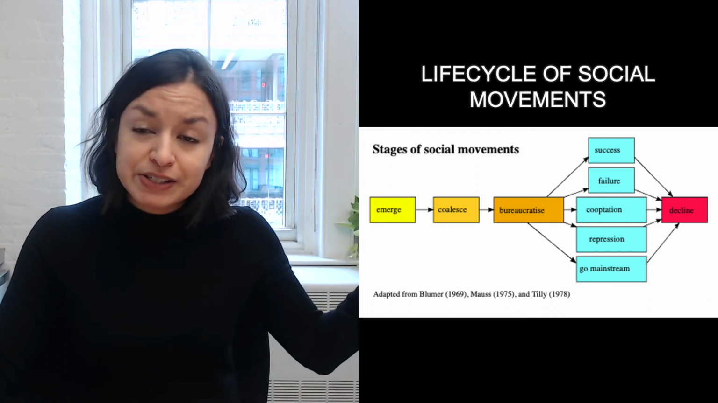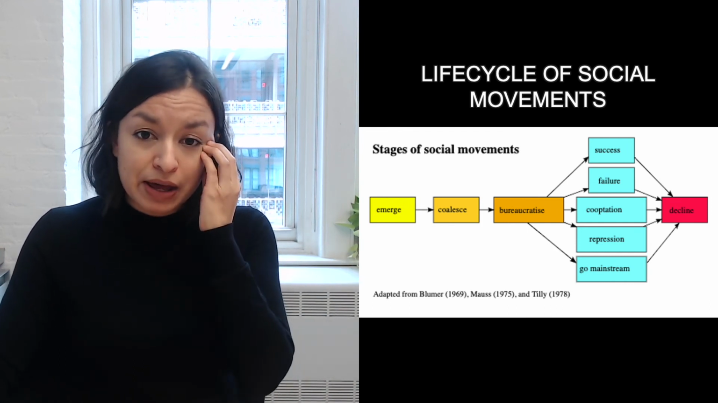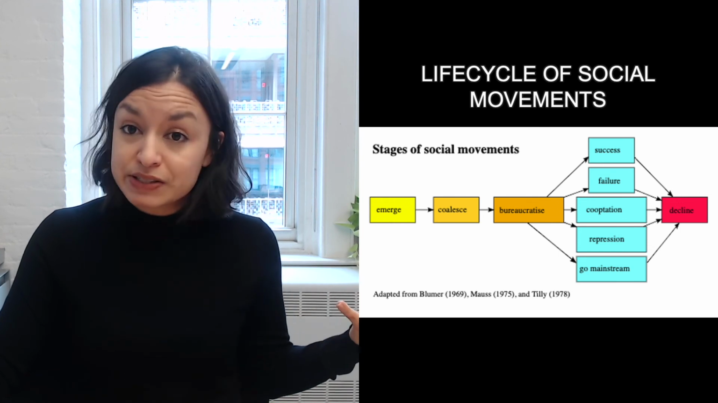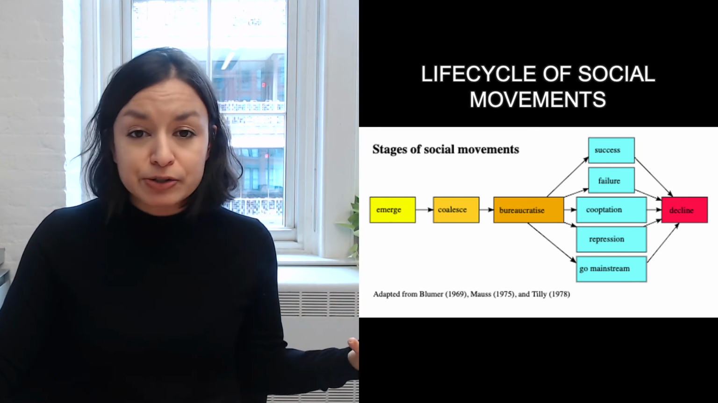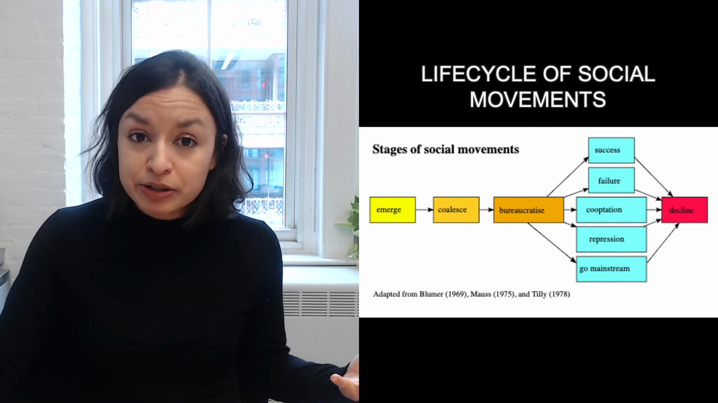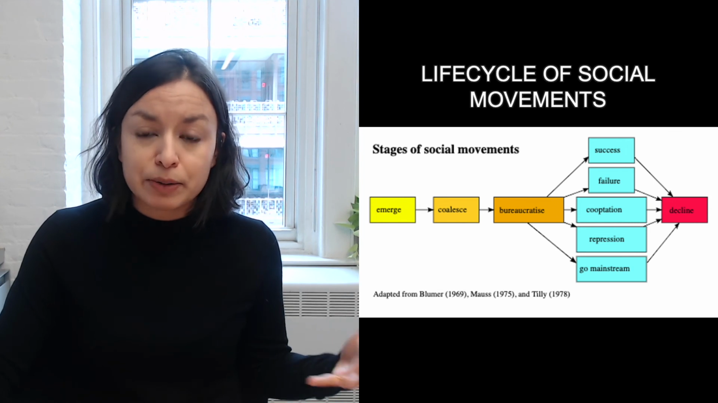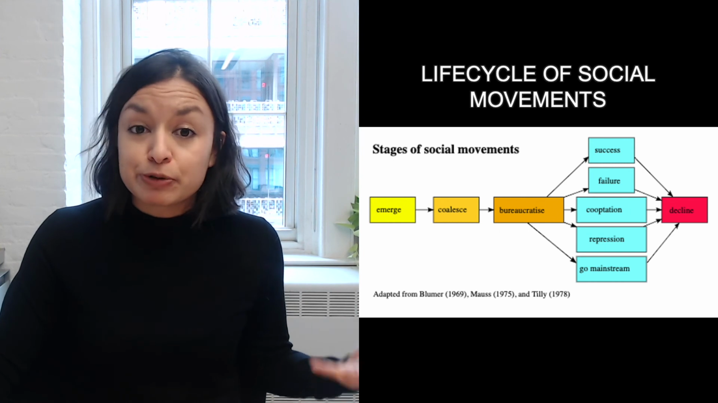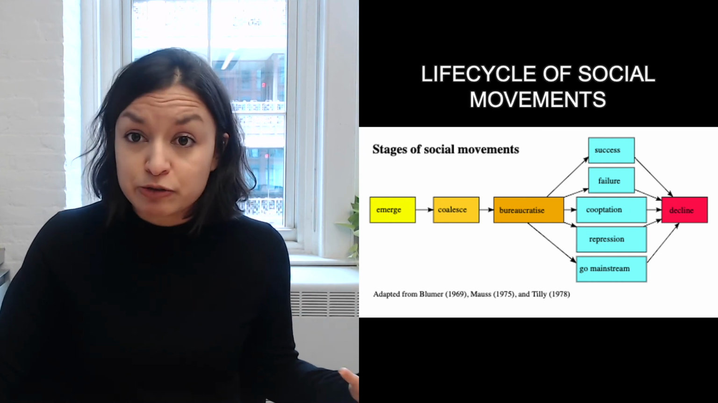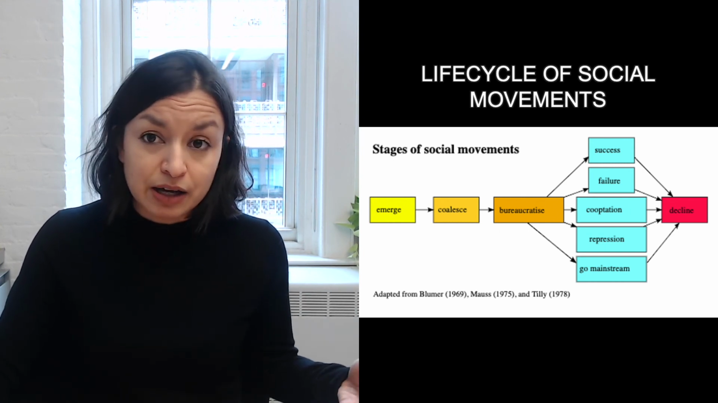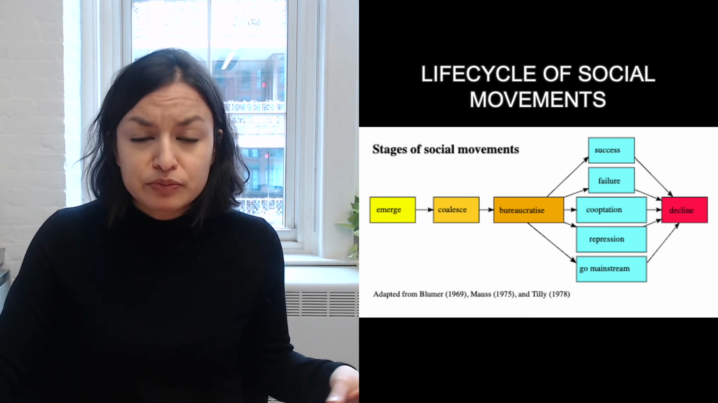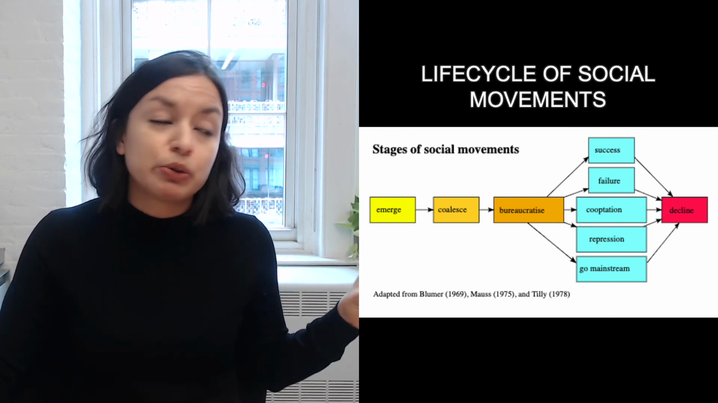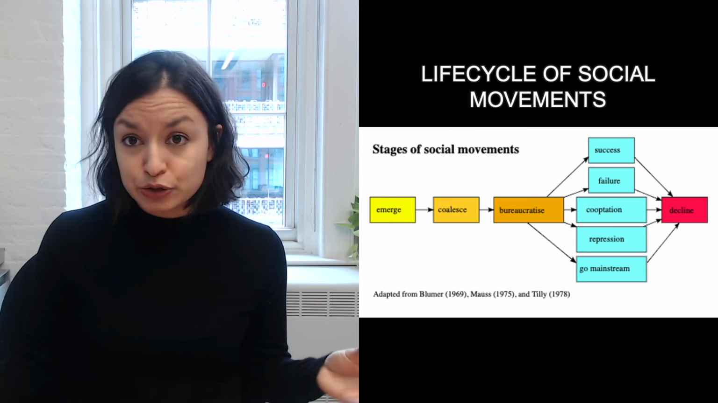So several things can then happen to a movement. They can get some policy wins, they can suffer some failures, they can perhaps be co-opted by another organization or a moderating force and fade away. They can be repressed by a violent government regime and fade away as a result of that. Any of these outcomes will eventually tend to lead to a movement decline.